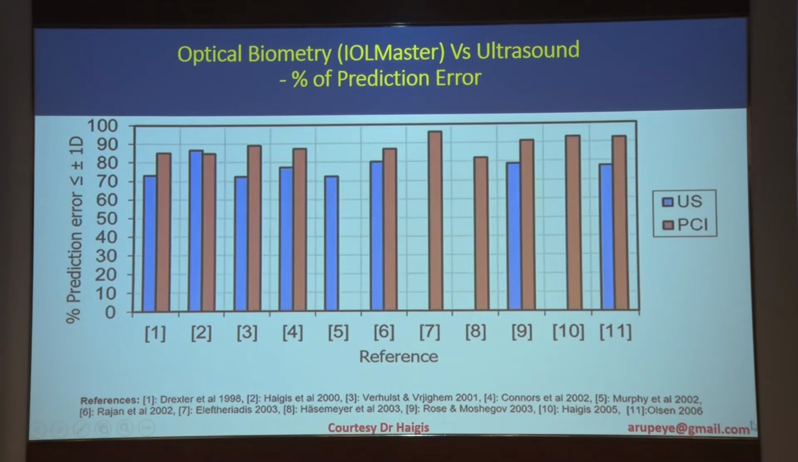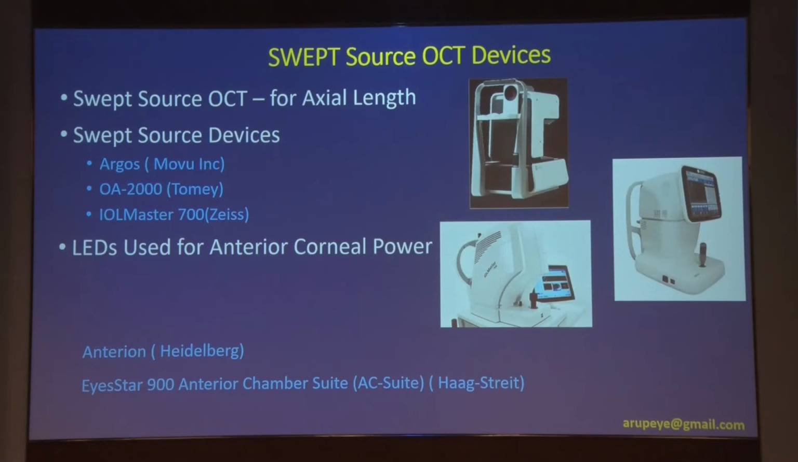So whenever you have an opportunity, please use an optical biometer, particularly in situations where a patient has a posterior staphyloma, or it is a post-vitrectomy eye with silicone oil inside in the posterior segment. So these are the cases where you need to get optical biometry done.